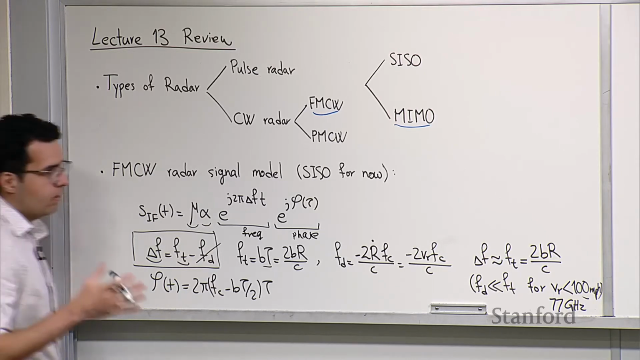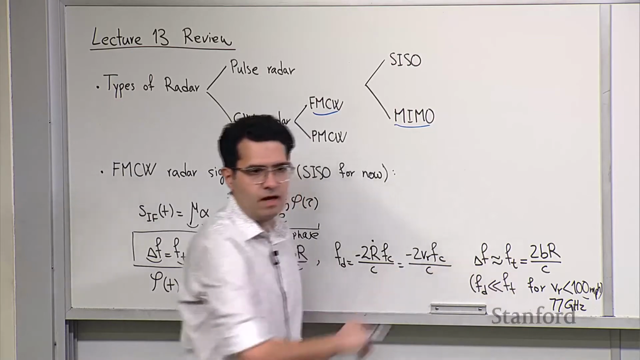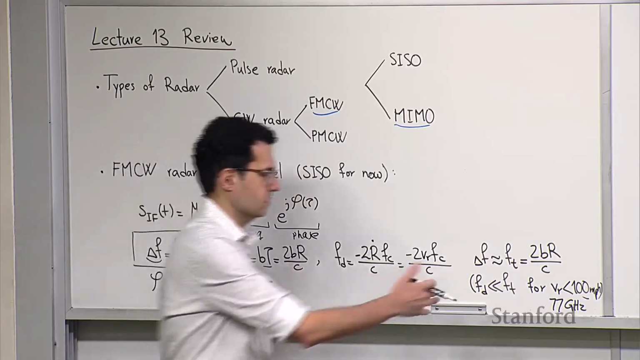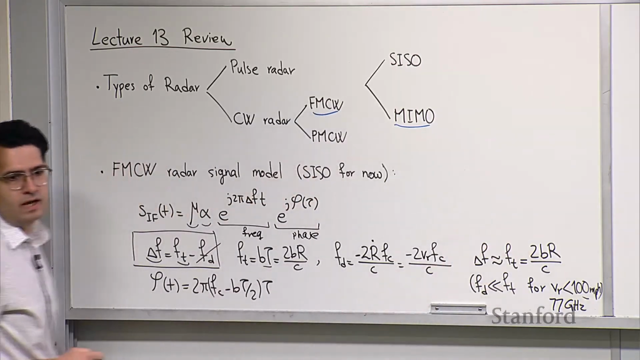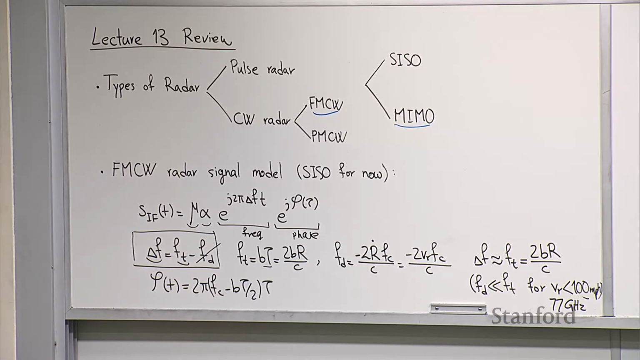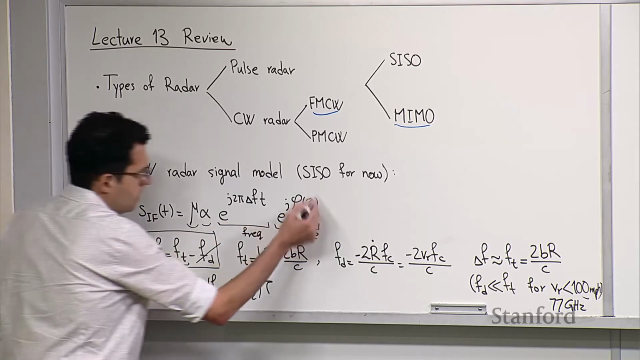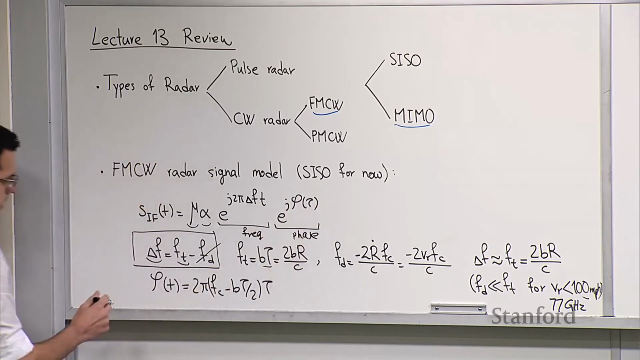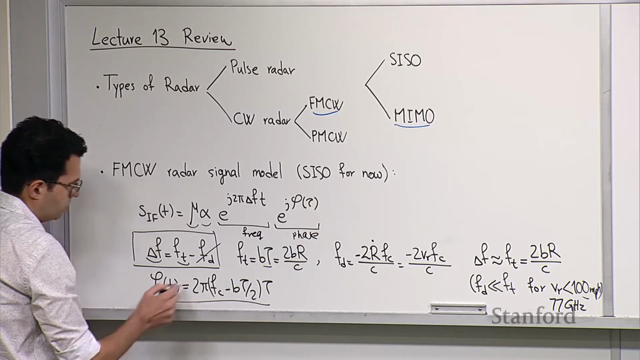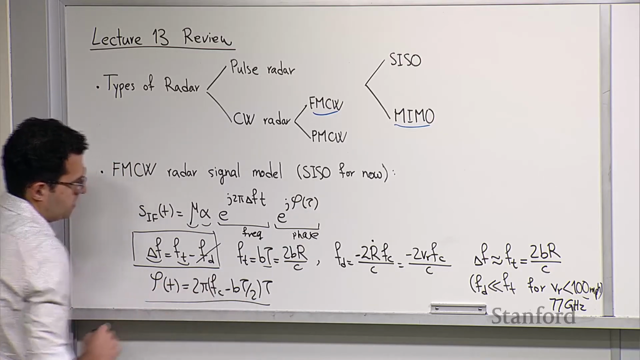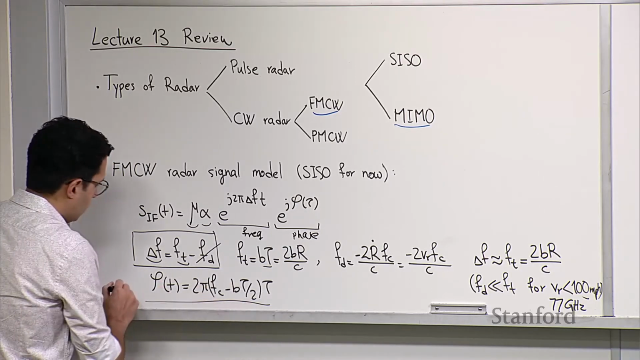For what I call everyday robotics, this is fine, right? We don't work with things that go faster than 100 miles per hour. Even in autonomous driving, that's usually a very conservative assumption. Okay, so that's that. And then this phi ft, the phase term, is given by this expression: 2 pi times (carrier frequency minus b tau over 2) times tau. We'll get back to this today.